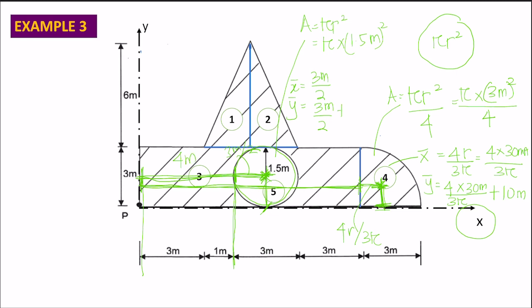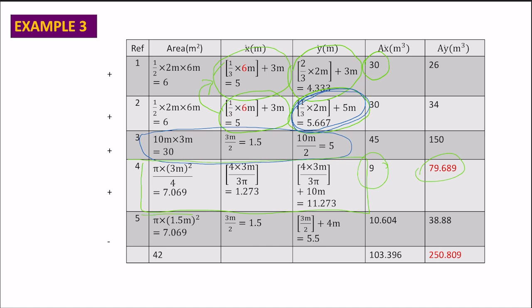So you have to plus 4 meter. So inilah yang saya tulis. Next, you calculate the AX bar and AY bar for section number 5. We must remember that this is the hollow section, means you have to minus the value. Yang lain semua tambah.